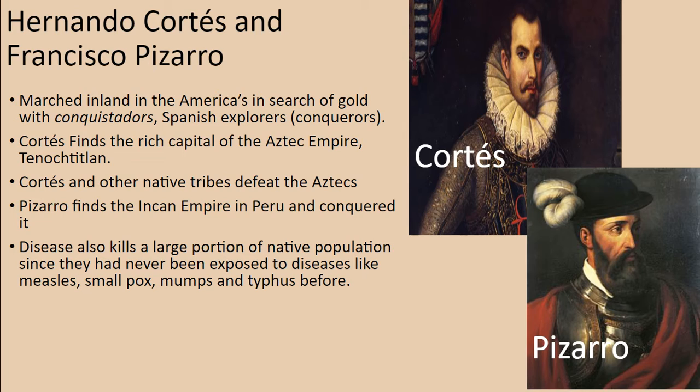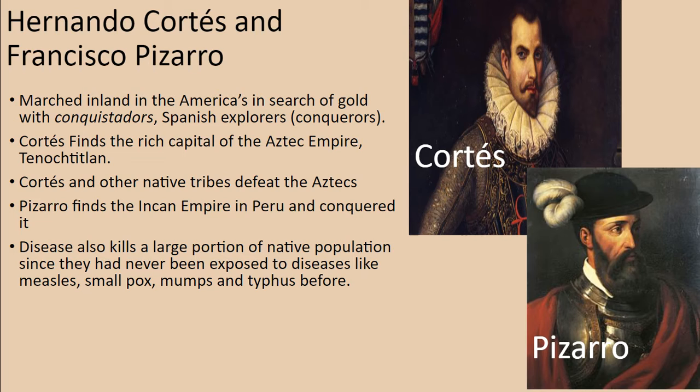Pizarro, after studying some of Cortés's writings, really did the same thing in the Inca Empire. When he got to the Andes mountain range, which is now in modern-day Peru, he used a lot of the same tactics that Cortés did. So he made alliances with some of the tribes in that area, and they were able to conquer the Inca. Also, disease obviously played a huge part because the native people in those areas were not previously exposed to diseases like smallpox and measles, and so they didn't have immunity to it. Disease helps the Spanish conquer the tribes in these areas.